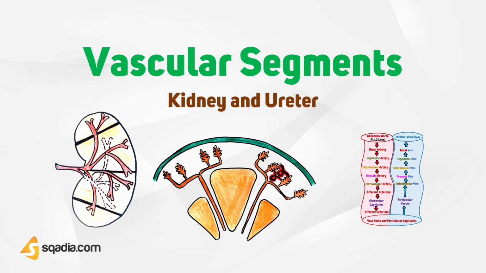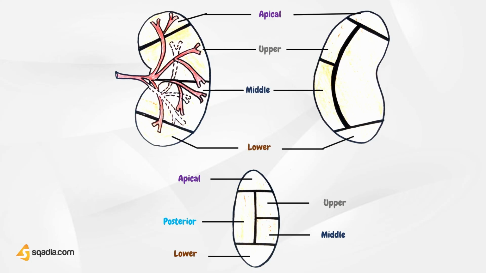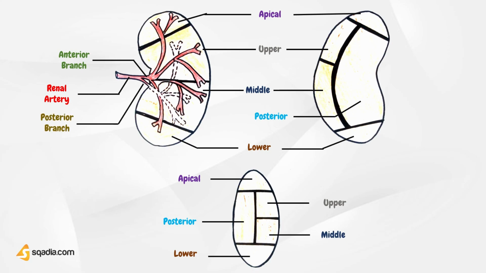Do you know that the renal artery gives 5 segmental branches, 4 from its anterior division, and 1 from its posterior division? The segments are apical, upper, middle, and lower on the anterior aspect, and this is the posterior division. This is the anterior branch of the renal artery. This is the renal artery. This is the posterior branch of the renal artery.